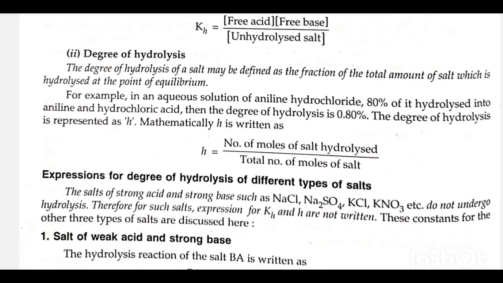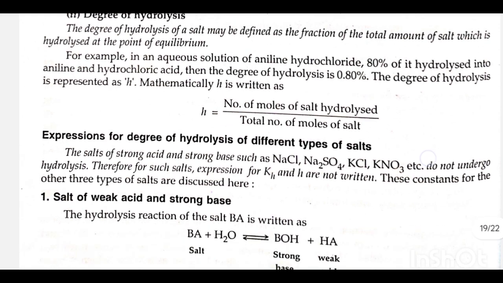Degree of hydrolysis. The degree of hydrolysis of a salt may be defined as the fraction of the total amount of salt which is hydrolyzed at the point of equilibrium. For example, in an aqueous solution of aniline hydrochloride, if 80% of it is hydrolyzed into aniline and hydrochloric acid, then the degree of hydrolysis is 0.80, or 80 percent. The degree of hydrolysis is represented by h. Mathematically, h is equal to the number of moles of salt hydrolyzed upon the total number of moles of salt.